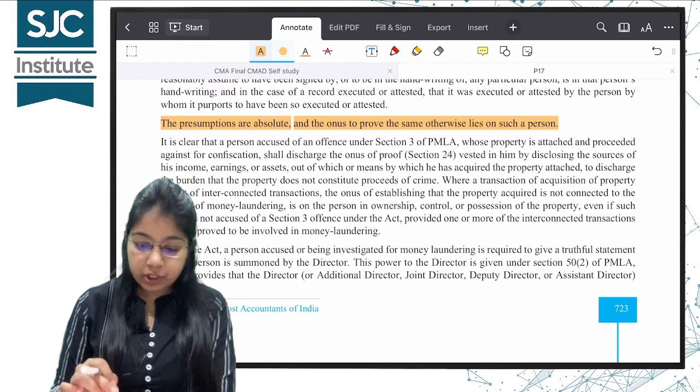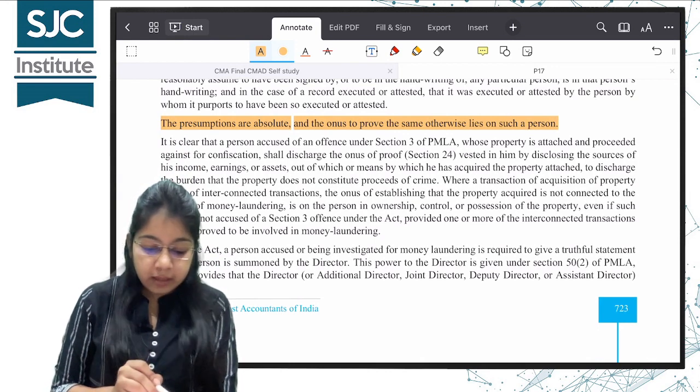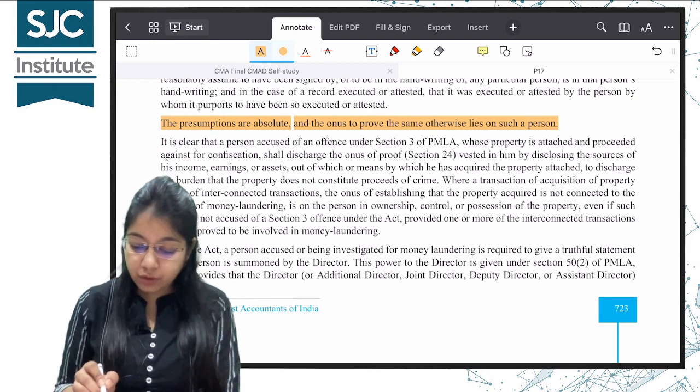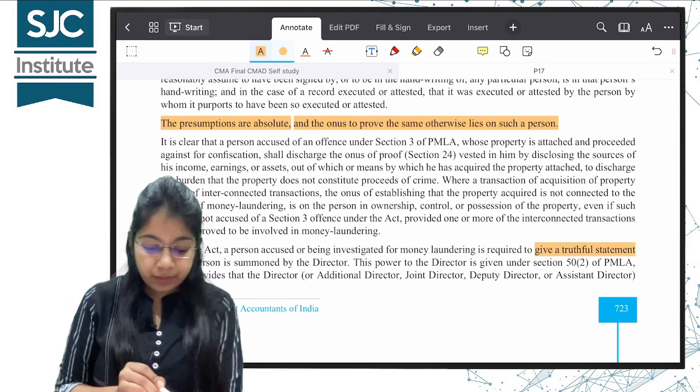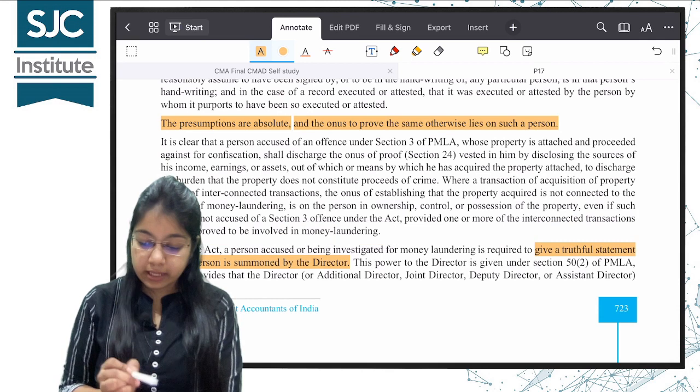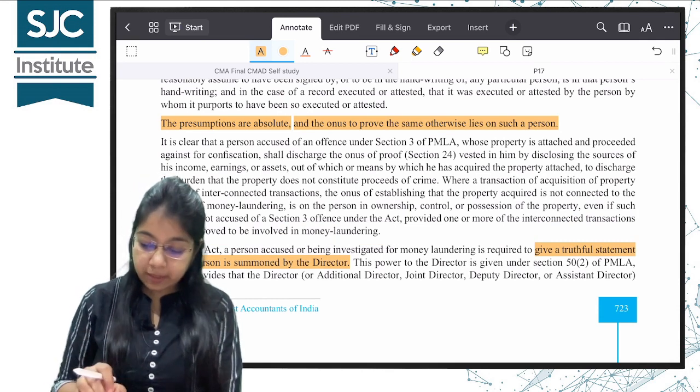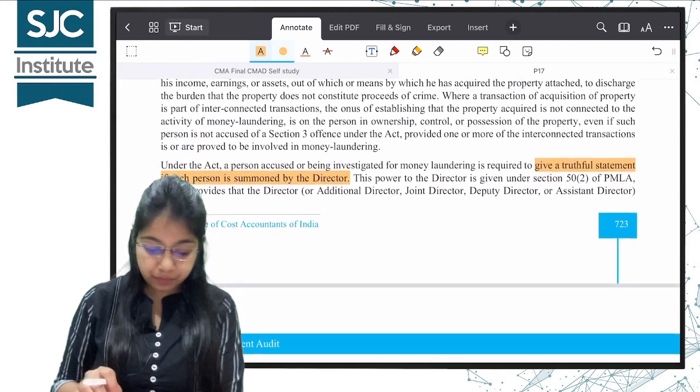The rest you can just read, go through it. Under the Act, a person accused or being investigated for money laundering is required to give a truthful statement if such person is summoned by the director. This power to the director is given under section 50 subsection 2 of the PMLA.